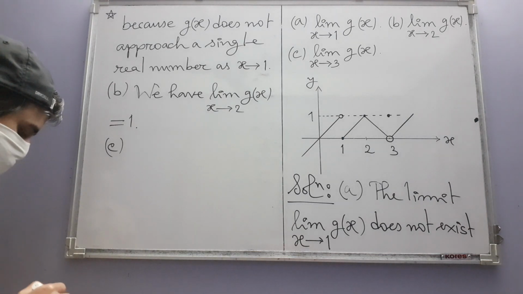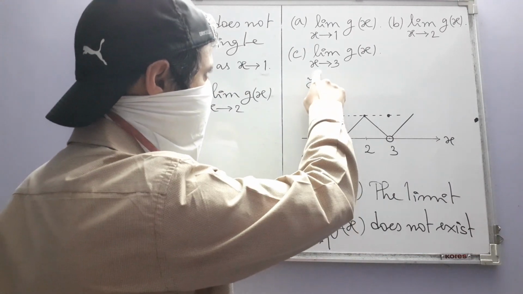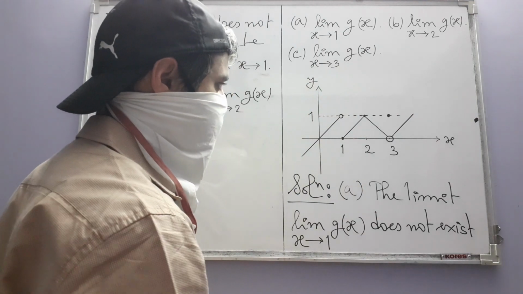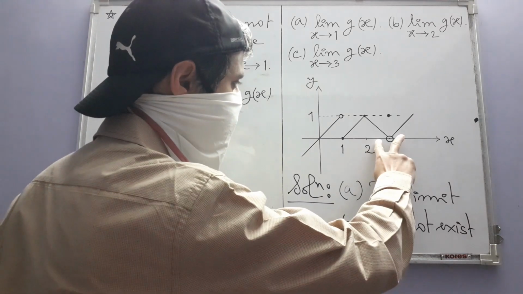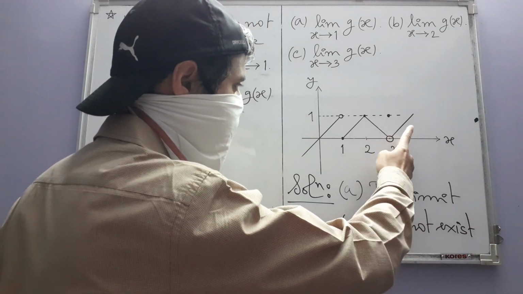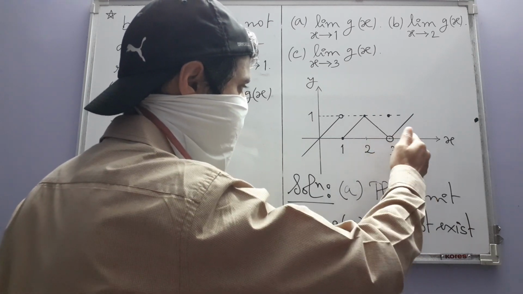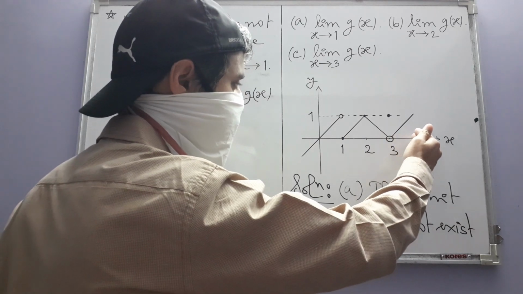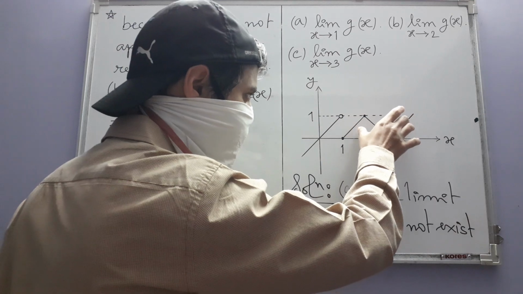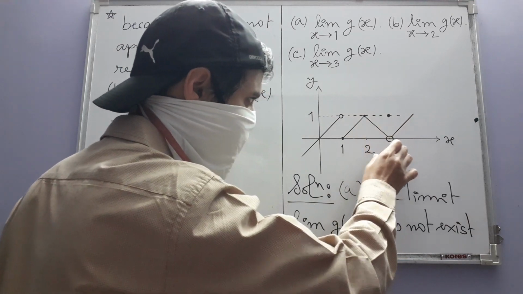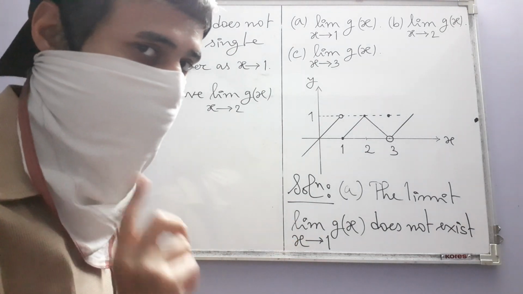Then C. What happens in C? In C, the independent variable x is approaching 3. So that means we have to look at the values of the input close to 3. That means either on this side or on this side. And on both sides, when we look and we think of x as moving towards 3, from this side like this or from that side like this, then the y value decreases and reaches 0. So the limit is 0.